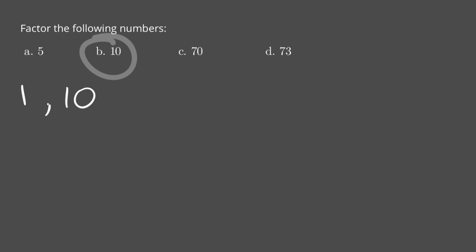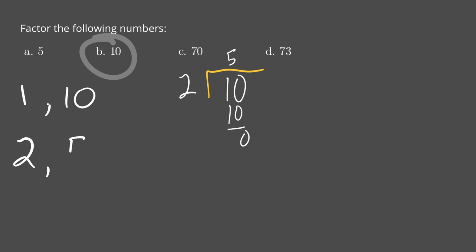Now let's just go along the list. Let's see if 2 can factor into 10. Well, 2 goes into 10 5 times. 2 times 5 is 10, so we get a remainder of 0. That means that 2 and 5 is also a factor.